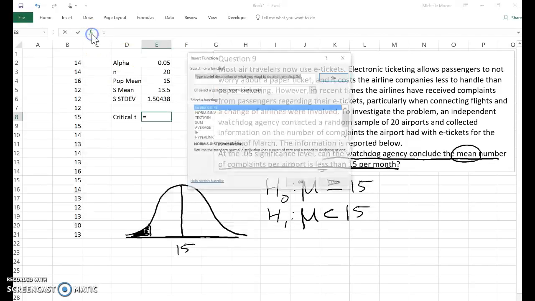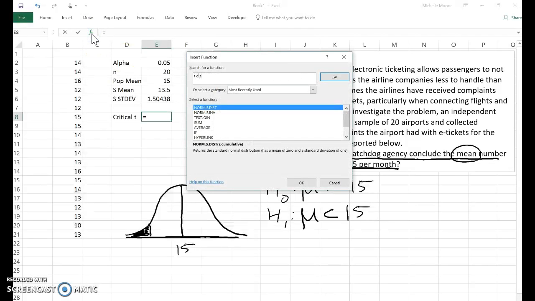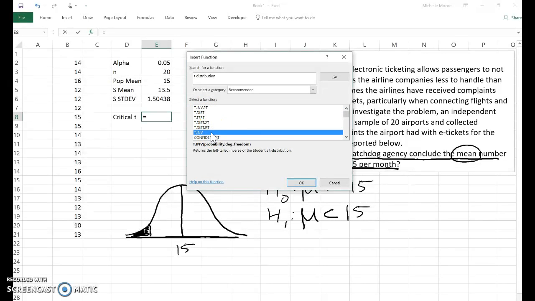I'm going to use my f of x button and search for my t distribution. Okay, so here's t.inv.2t. That 2t stands for two-tailed, which is not what I want because I only have a one-tailed test, which means all of 0.05 is going to sit in that one tail. The t.inv would be a left-tailed test, which is exactly what we're looking for. You could also use that if you were doing a right tail. You would just make your number positive instead of negative.